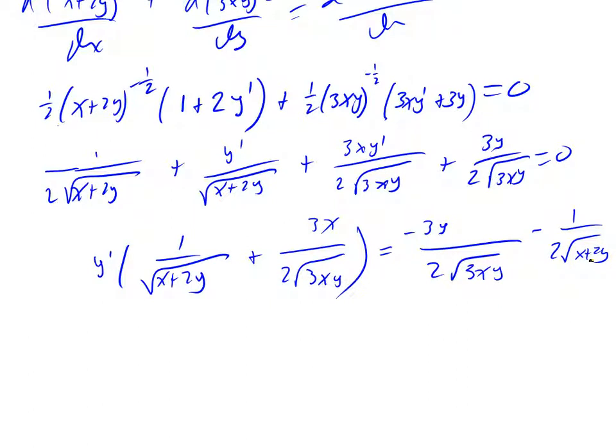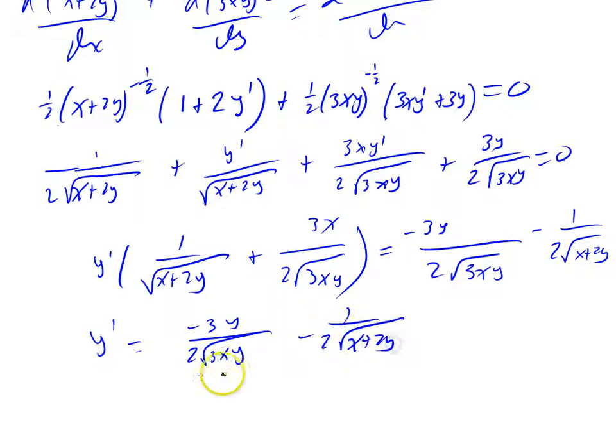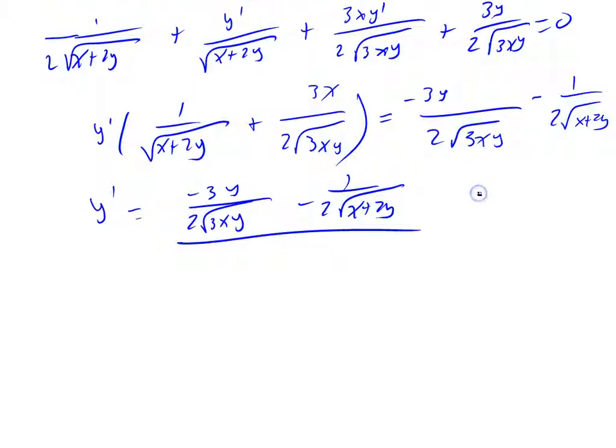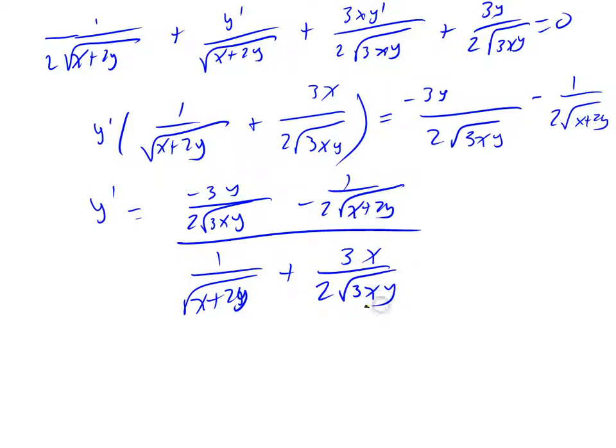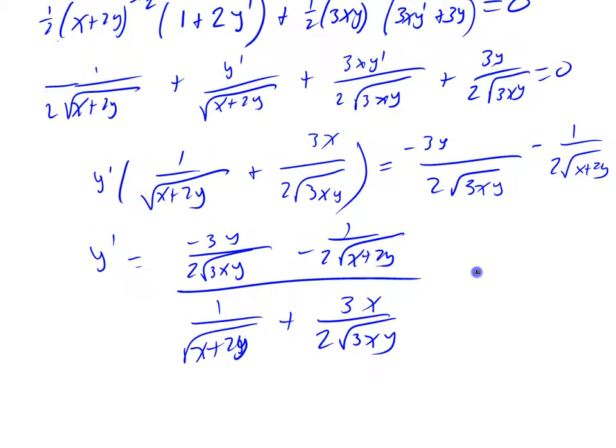Now, just divide by this stuff right here. So I've got y prime equals all this stuff, minus 3y over 2 times the square root of 3xy, minus 1 over 2 times the square root of x plus 2y, all over all of that stuff, which is 1 over the square root of x plus 2y plus 3x over 2 times the square root of 3xy. Now, it's possible this could be simplified, I guess, but what I wanted was the derivative at a particular point.